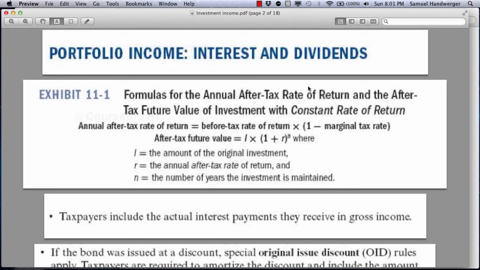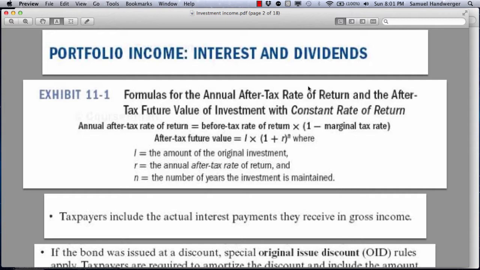Okay, this is yet another supplement to our classroom learning. We're going to do a little bit of Chapter 11 here, and I've highlighted some of the parts of your textbook actually as presentations here. We're going to be talking about portfolio income, interest, and dividends. Let's talk about that first.